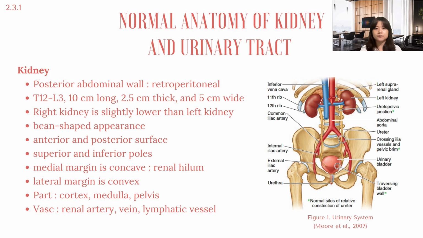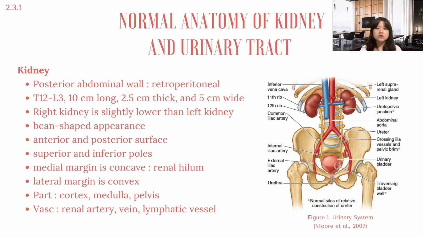The kidney has an anterior and posterior surface. The kidney has superior and inferior poles. The diaphragm separates the kidney superiorly from the pleural cavity and the 12th pair of ribs. There are lateral and medial margins of the kidney. The medial margin is concave, meanwhile the lateral margin is convex.